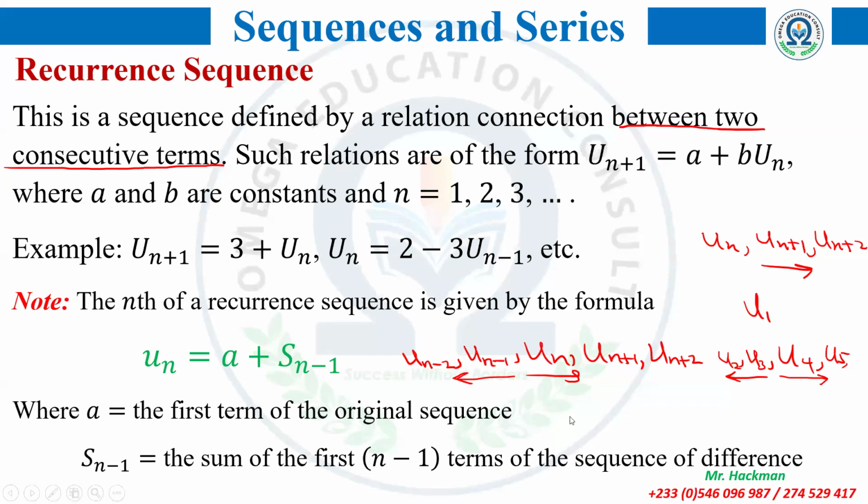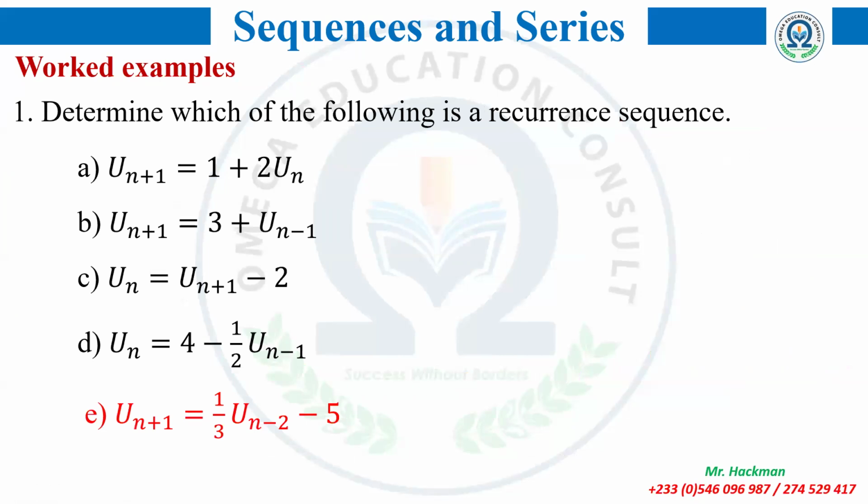So quickly, let's look at our first worked example. At this point, I will call you one after the other randomly to answer the questions that we have here. If I call you and you don't respond, you are a suspect. Determine which of the following is a recurrence sequence. So you have about 5 sequences. You want to determine which one is a recurrent sequence and which one is not. Remember I said, if you want to determine recurrence in a sequence, we use consecutive terms. So check whether the terms stated in the relation are consecutive terms. Otherwise, what you have there will not be recurrent.